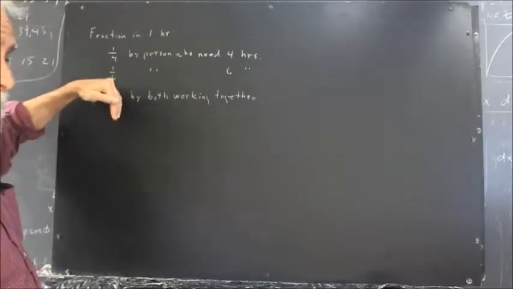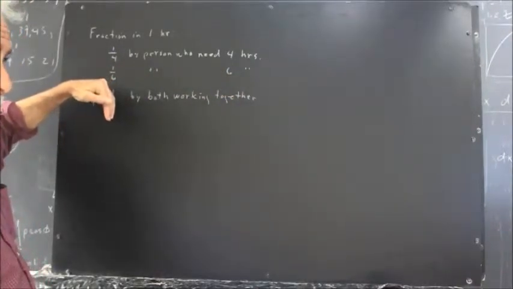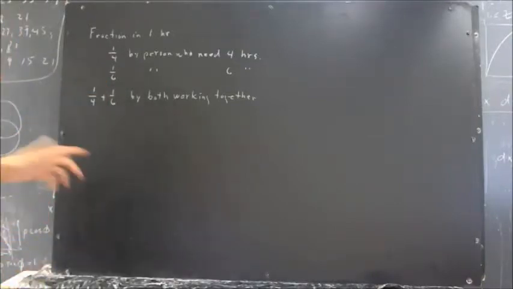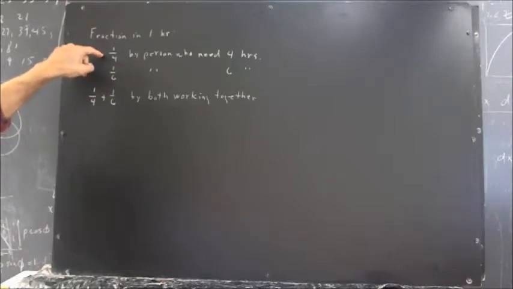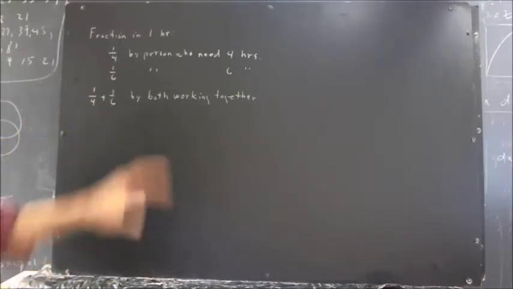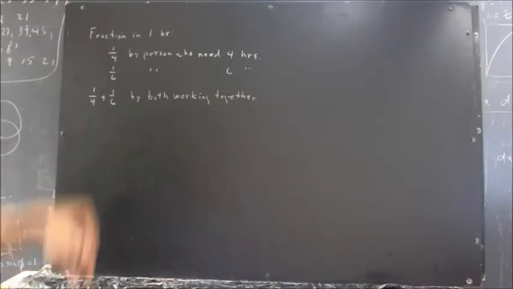So then, how much of the job gets done in an hour if both are working together? What do you think about that? Think about it before I move my hand, and then cover the answer if you haven't already seen it. Well, if this person does 1/4 of the job in an hour and this one does 1/6 of the job in the hour, then working together, they do 1/4 plus 1/6 of the job in an hour. And that's going to be quite useful.